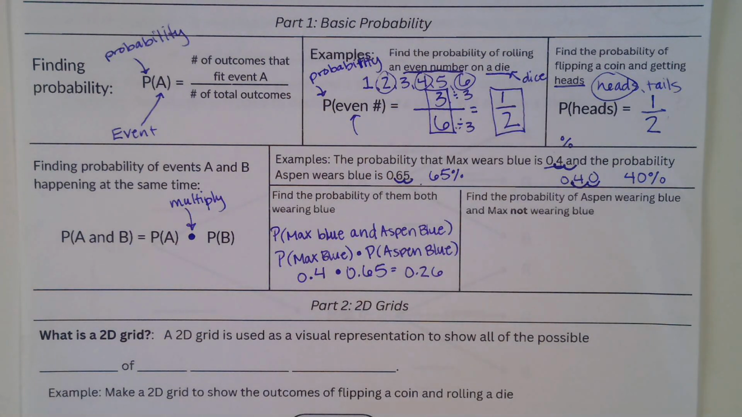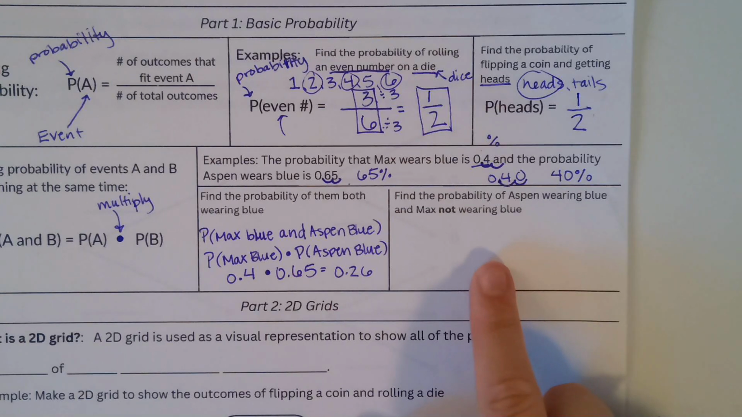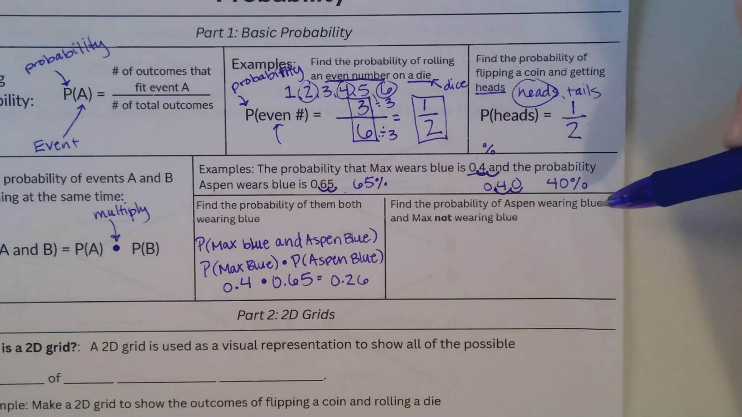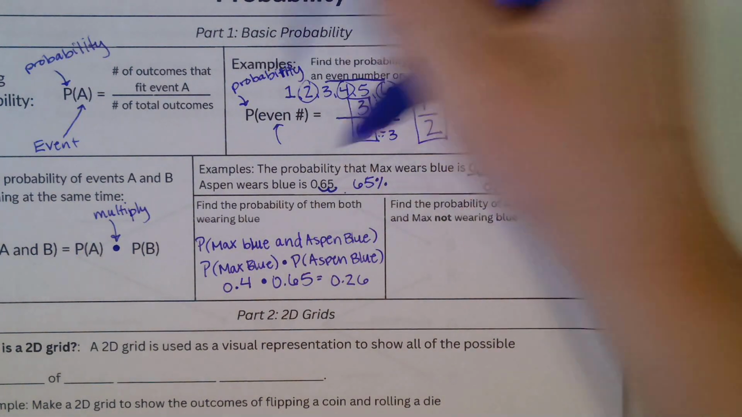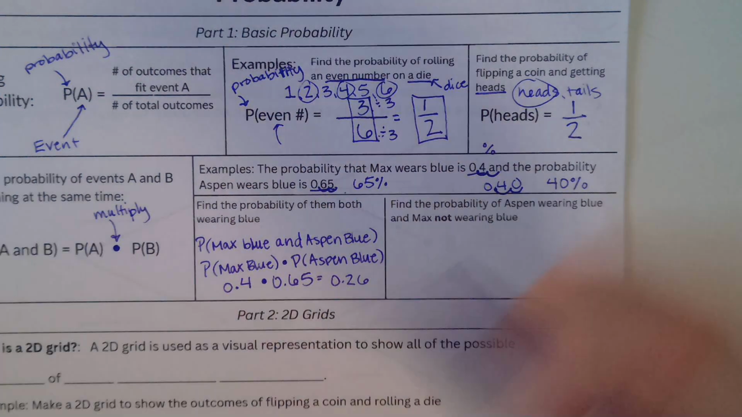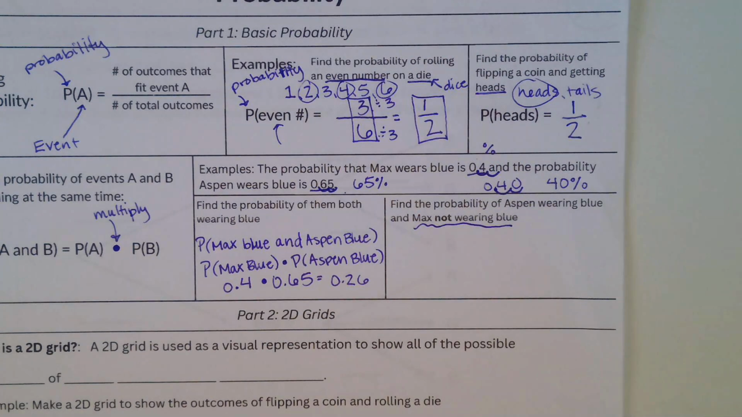Okay, so that's that. If you want to try this next one on your own, go ahead and pause it. If not, I'm just going to jump straight into it. So this question says, find the probability of Aspen wearing blue and Max not wearing blue. This question's a little bit different because in this case, Aspen is going to be wearing blue, which we know the probability of. We know that that's the 0.65. But we weren't told the probability of Max not wearing blue. It wasn't given to us in the question. I will say, though, it's actually very easy to figure it out ourselves.